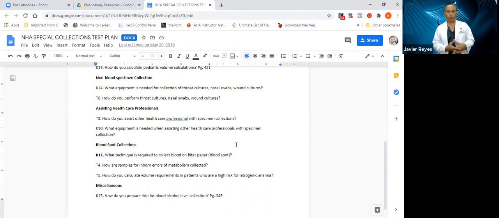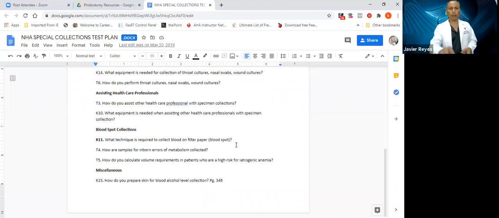Blood spot collection. You will see questions on blood spot collections. Remember, these are the tests that are done for newborns, okay? These are the screenings that are done on the filter paper. Remember the paper with the little circles? What is your job? What do you have to do?